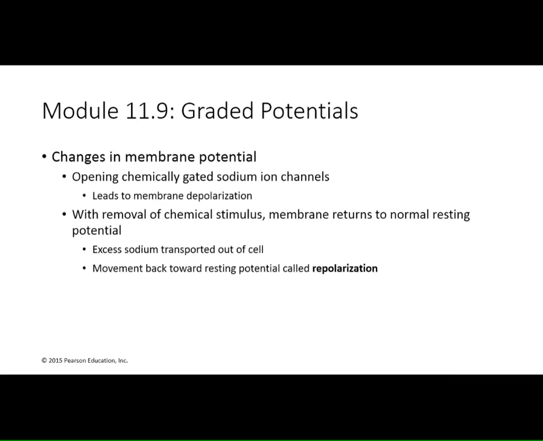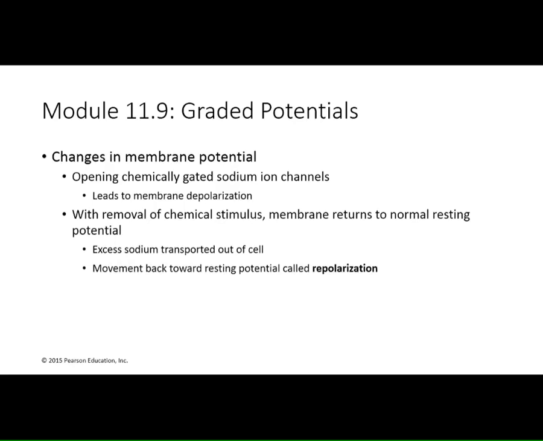more sodium comes in. But once you remove that chemical stimulus, remember, what is it that drove the sodium channels open? We started this conversation about 6 slides ago saying that the sodium gates open in response to a chemical. If the chemical goes away, now the gate closes, right? And the membrane would return to a normal resting membrane potential. Excess sodium would be transported out of the cell. How?